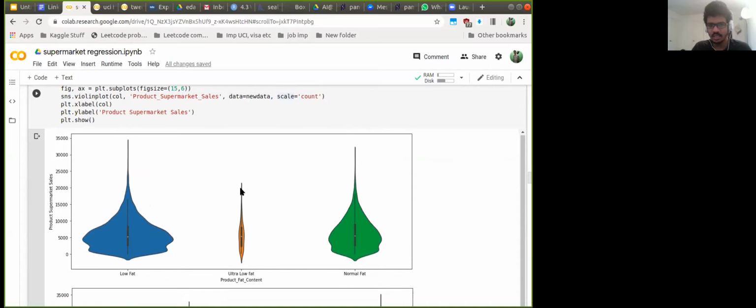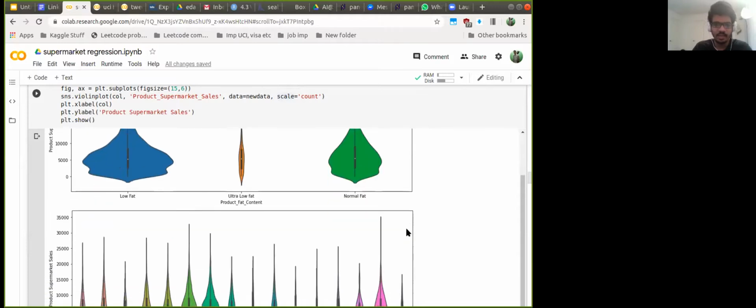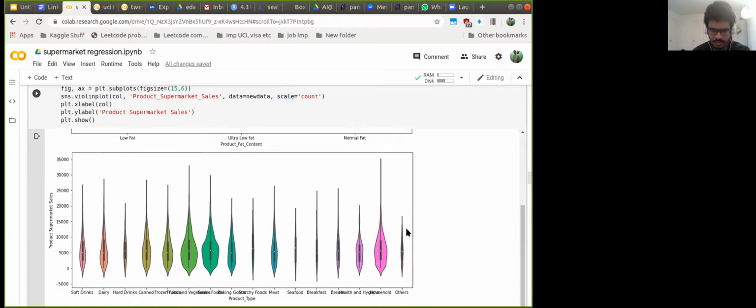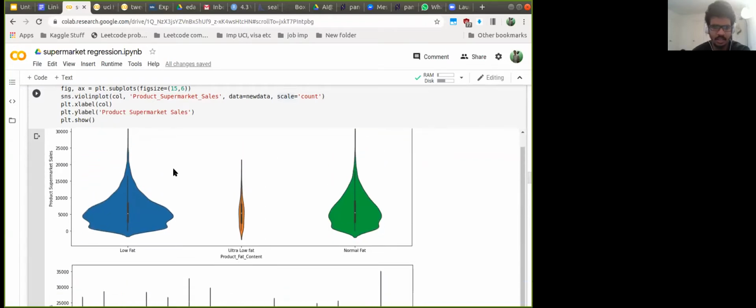And so yeah, we can see the median and the whiskers. These are basically box plots for the supermarket sales, but we have categorized it per each category. So yeah, we can really glean a lot of information.